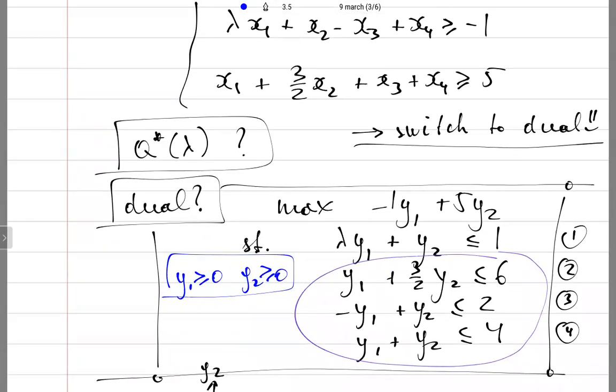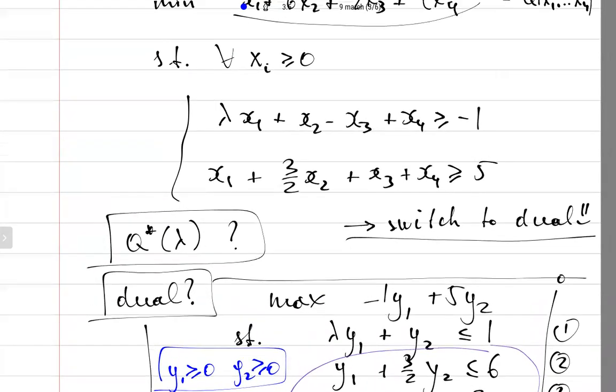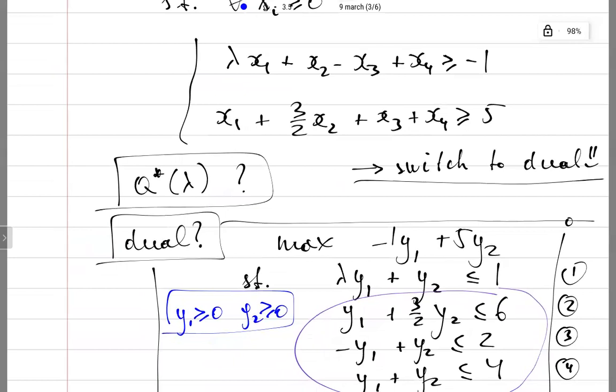Why do we know it? Basically, during the lecture, we have proven that these two problems have the same second order, the same first order conditions.